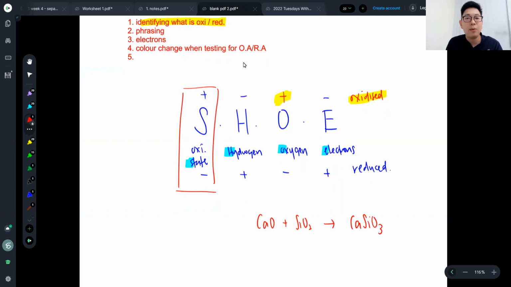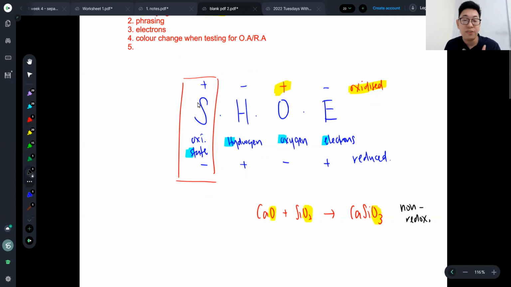Now, each of them looks like they gain oxygen. Some students will go, teacher, CaO becomes CaCO3, so shouldn't calcium oxide be oxidized? Or some will say SiO2 becomes CaSiO3, shouldn't silicon dioxide be oxidized? The answer is this is actually a non-redox reaction. Now, how do we know this is non-redox? I need you to go back to oxidation state.